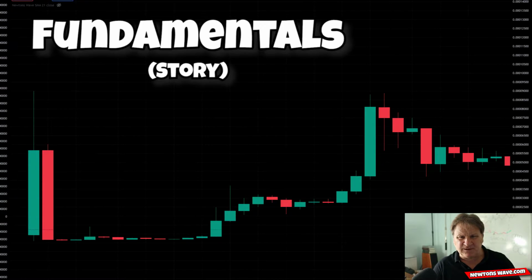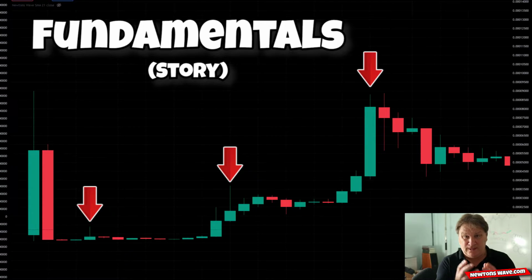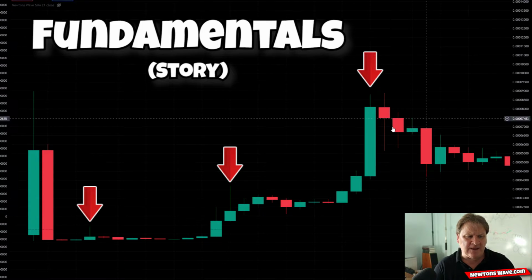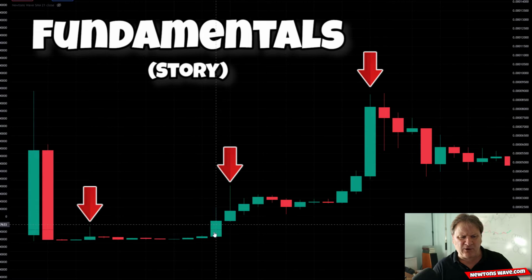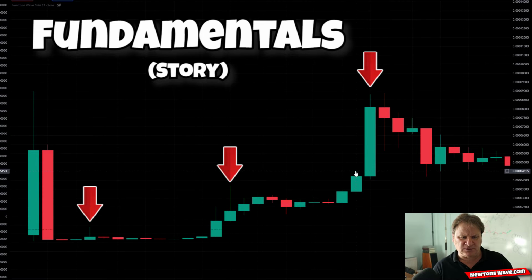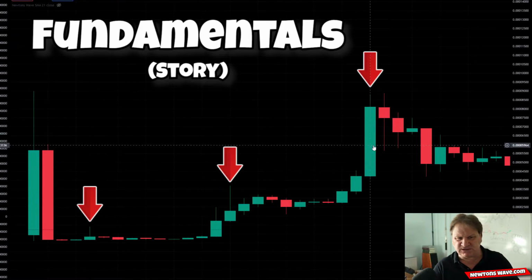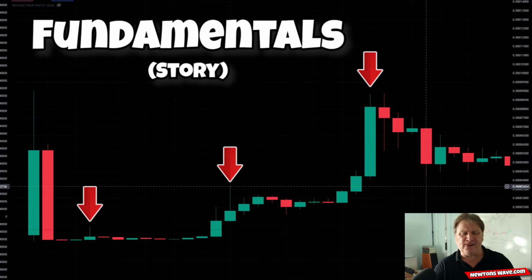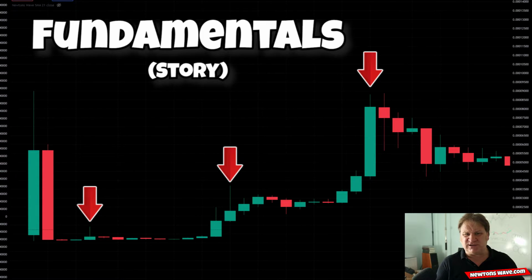So what is fundamentals? Well, fundamentals basically is the story or the narrative behind the coin in this instance. Now, the three arrows that you see there, right, are basically parabolic rises over the course, and we're looking at SHIB for this example, and this is over the course of a month and a half. So basically the fundamentals would tell you this, right?